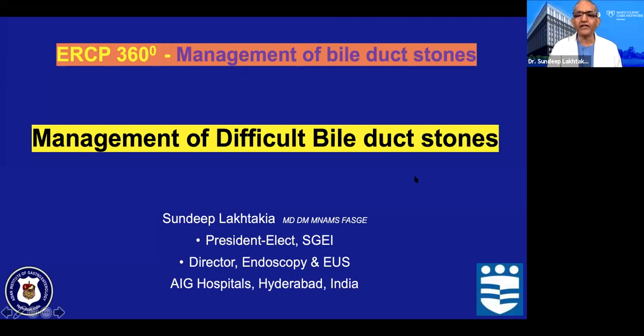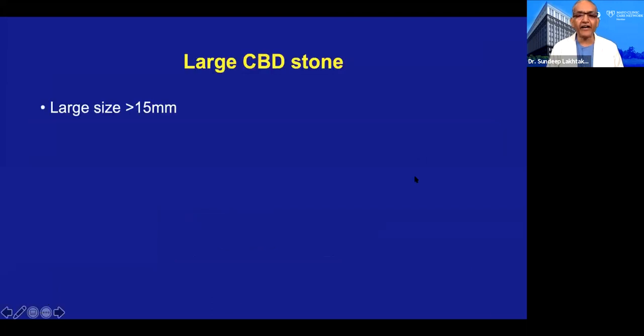Before I go further, let me define it more specifically. There are 2 terms which are commonly used interchangeably. One is large CBD stone and one is difficult CBD stone. What is the difference between the 2? A large CBD stone is one which is more than 15 millimeters. That's the size criteria.